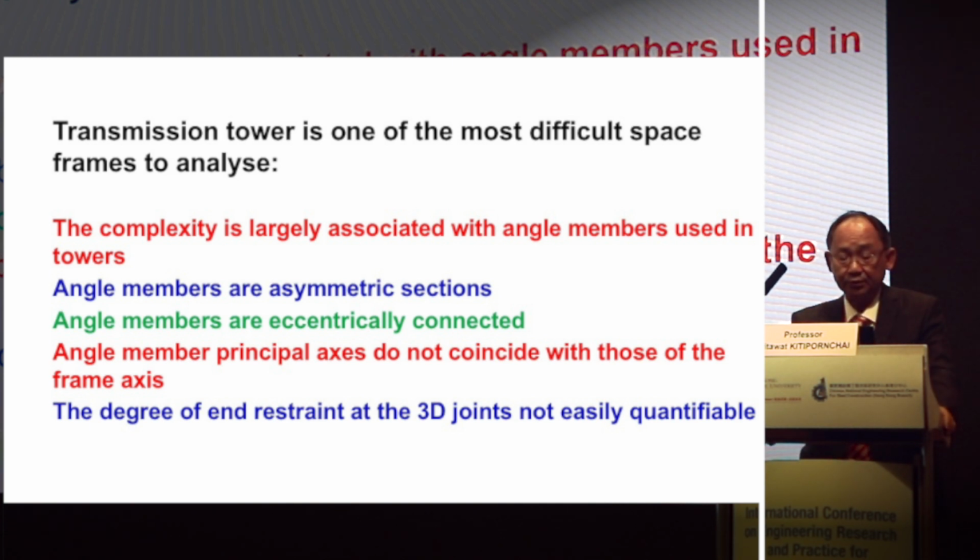So I would say that this is one of the most difficult structures to analyze, and this is what I said 25 years ago. The reason is the complexity associated with the angle members used in the tower. Angle members, even though they look very simple, are very complicated. It's an asymmetric, open section, eccentrically connected at all joints. So an angle member's principal axis does not coincide with the axis of the frame. The degree of fixity in the 3D joints is also not easily quantified. Just imagine trying to simulate the behavior right through to failure. It's not that easy.